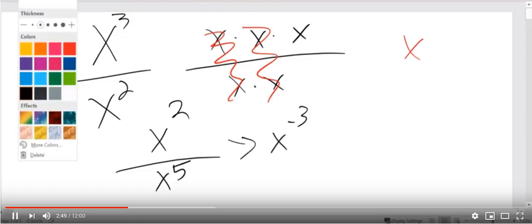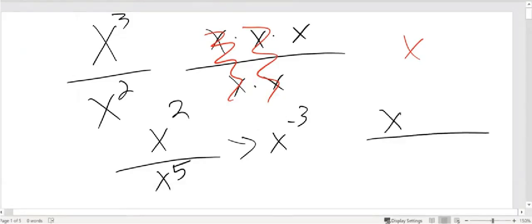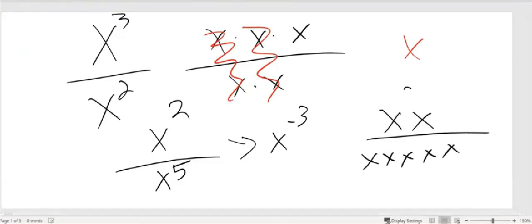So this is what I would recommend doing. I would recommend thinking about the problem. Well, there's 2 x's on top. Now you don't have to write these all out every time, but there's 2 x's on top, 3 on bottom, or 5 on bottom. You can cross them off.